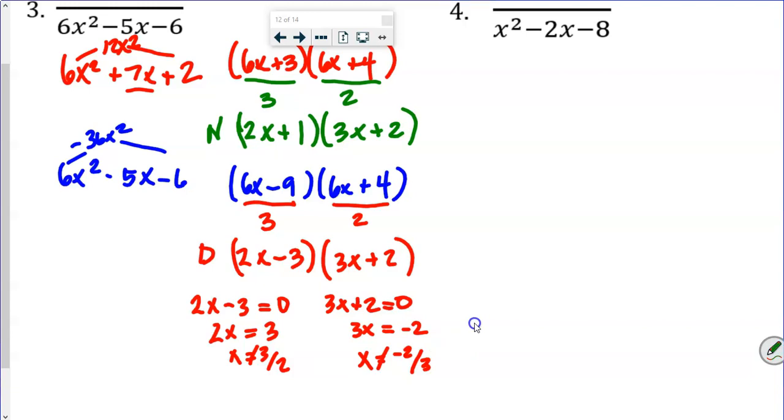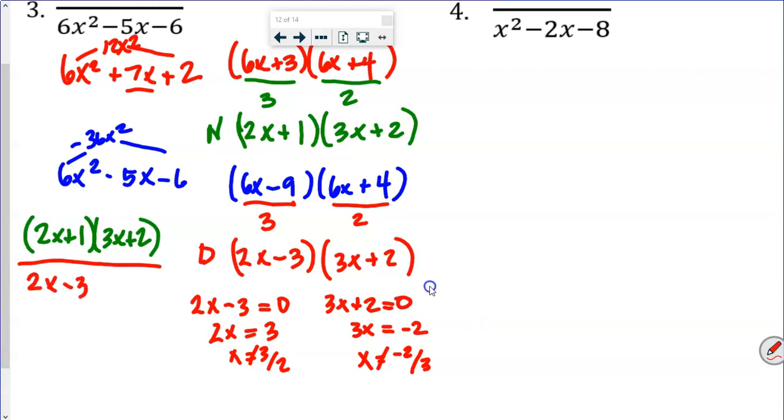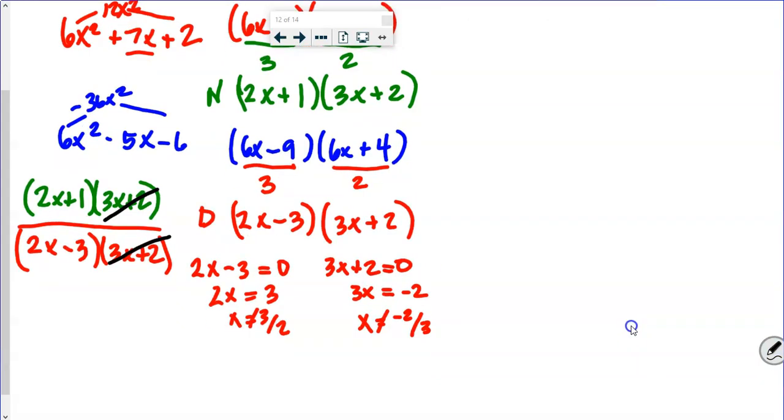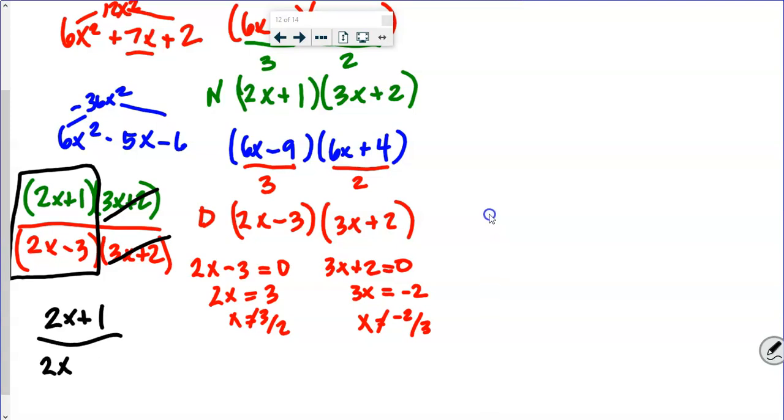So we're going to do our 2x plus 1 times our 3x plus 2, and we're going to put that over our denominator, which was 2x minus 3 over our 3x plus 2. Now, what do you notice right now? Hopefully you notice that we have the same factor repeated in the numerator and the denominator, so that means it's going to cancel out. Do y'all see that? So our answer is going to be what's left: 2x plus 1 over 2x minus 3.